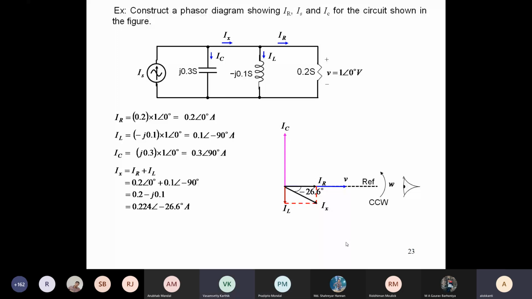Sir, I got it. Okay, so now you have got Ix, which is the combination of IR and IL. So what is Is? Is, the source.